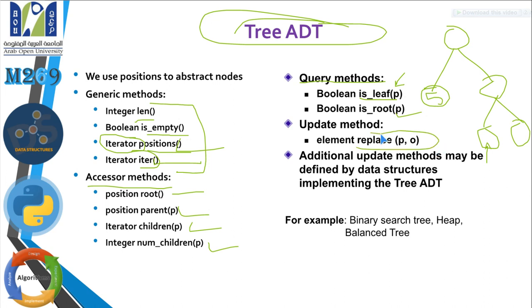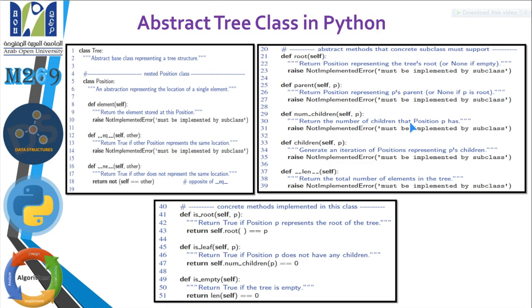Update method, it's called replace. You give it two elements and it will replace O by B. Here is the abstract tree ADT tree in Python. You can go through the code.